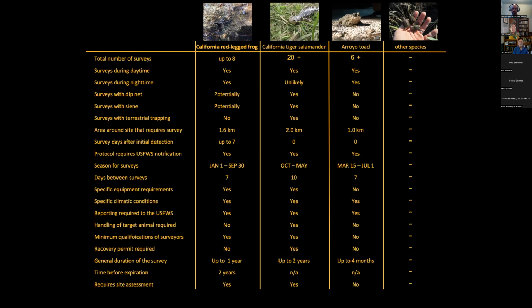Now, turtle is probably going to be listed in 2023. There's probably going to be a survey protocol that comes out, although we don't know what that looks like yet. Nobody's tried to even start that. But it's also going to just kind of throw all this into a mess because these species can co-occur.